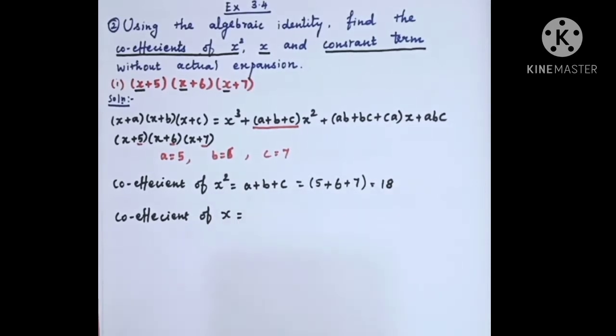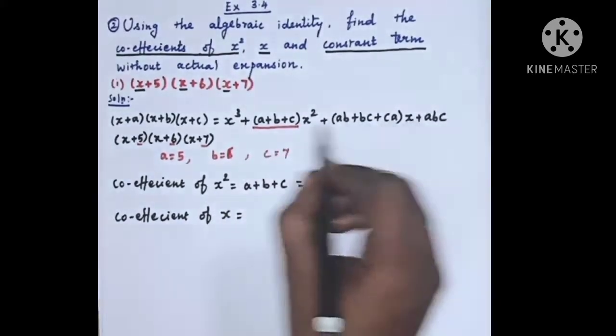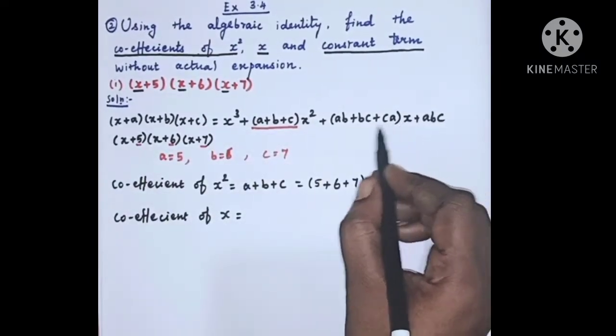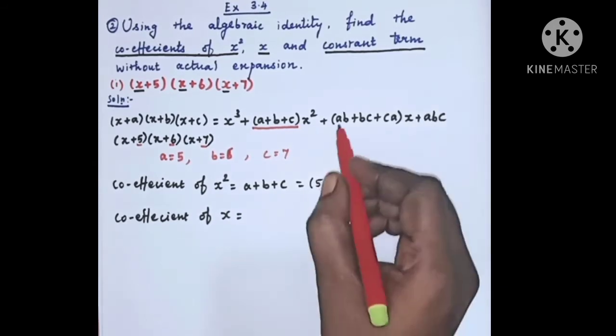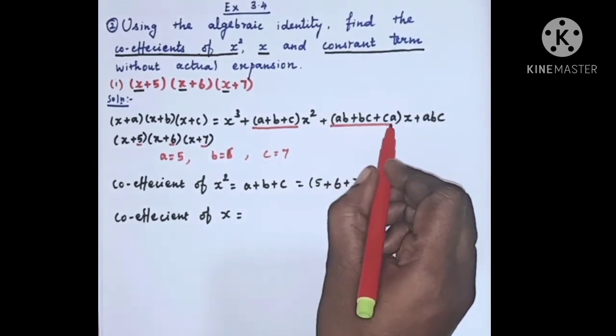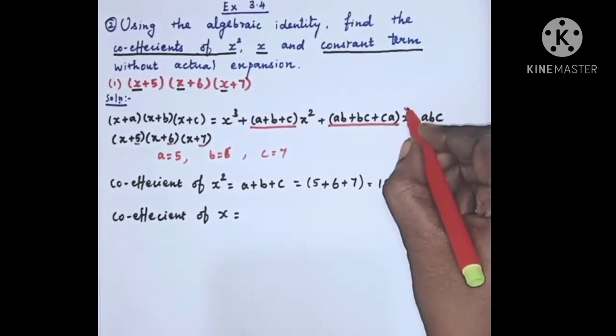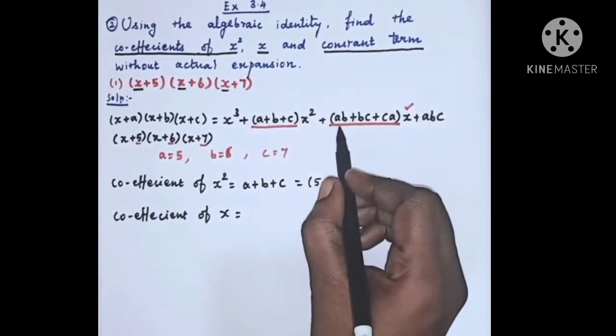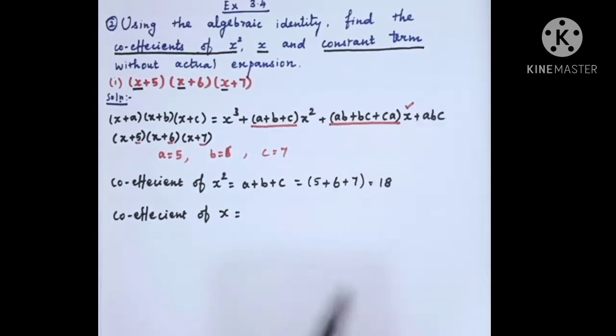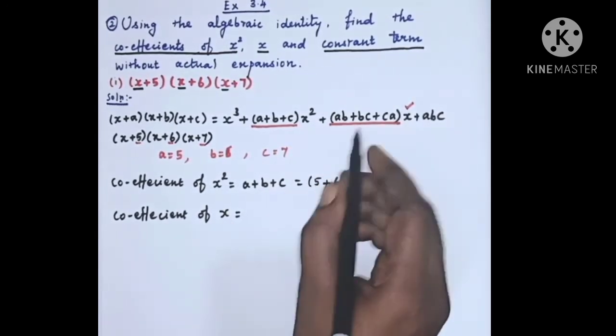The coefficient of x in this algebraic identity is the term multiplied by the variable x. This is the coefficient of x because this is the term multiplied by x. So we have to find only AB plus BC plus CA. Coefficient of x is equal to what?